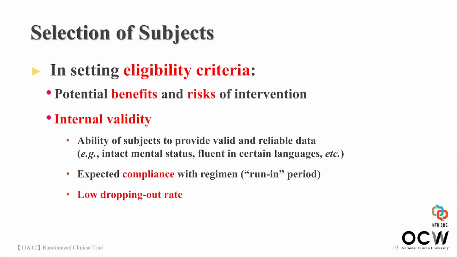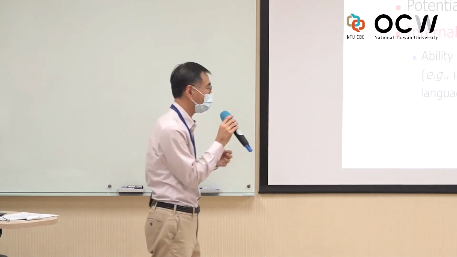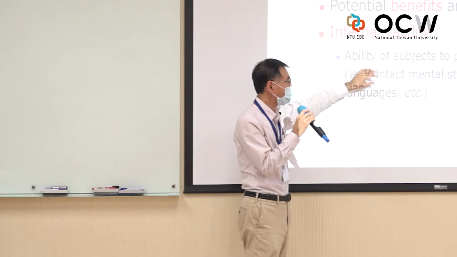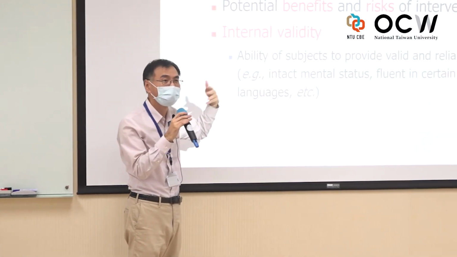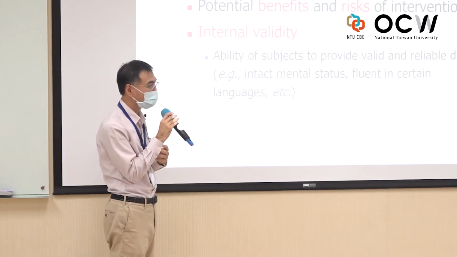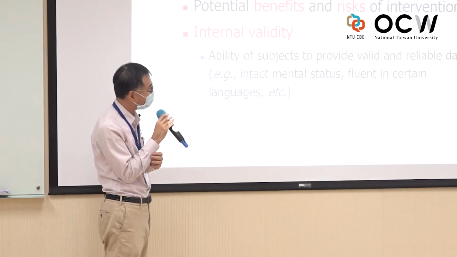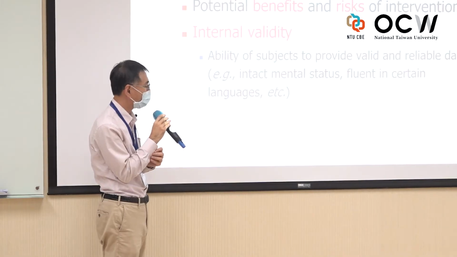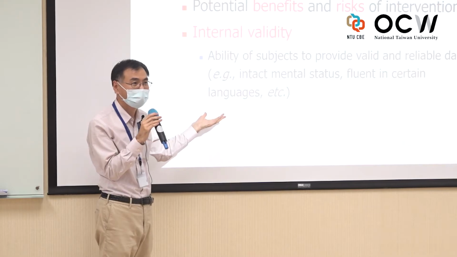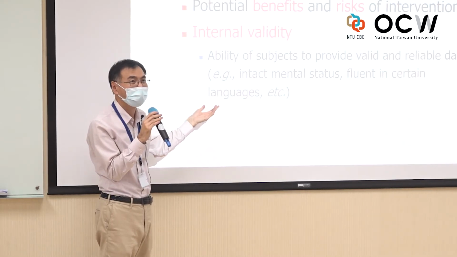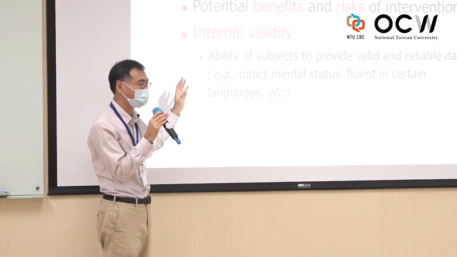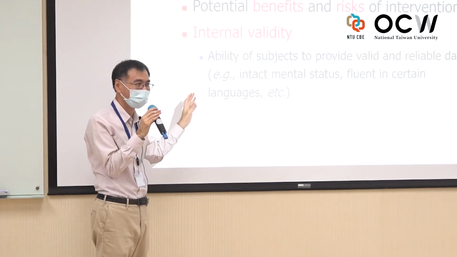And we have to keep the internal validity. That's defined as the ability of subjects to provide valid and reliable data, like intact mental status. So you might need to exclude people with a certain mental disorder, like dementia, right? Because he or she might not be able to answer your question properly. And also, they might need to be fluent in certain languages. In America, it might be English and Spanish, and maybe Mandarin and Cantonese, right? Which will cover maybe 80% or 90% of people.